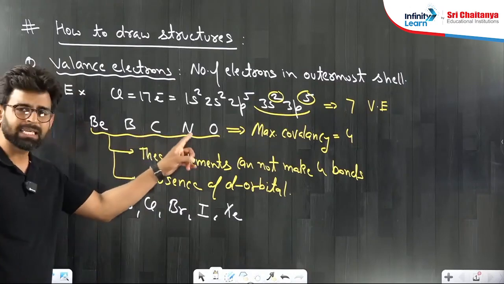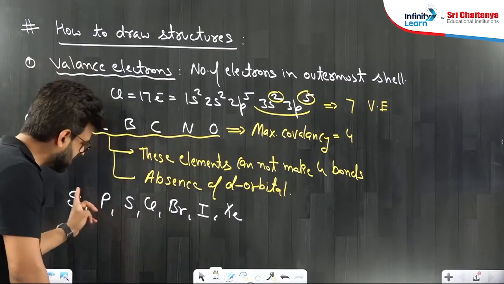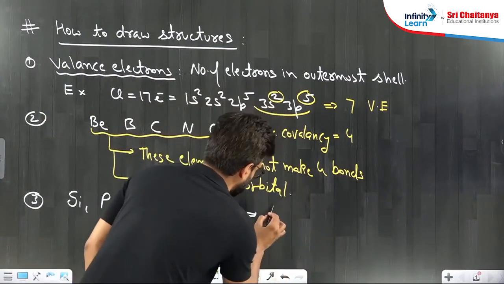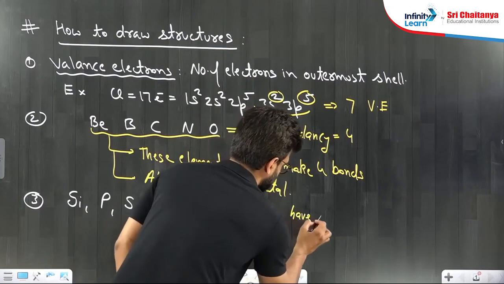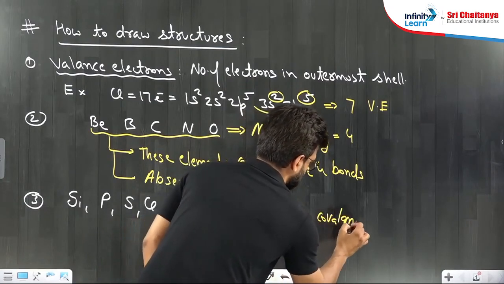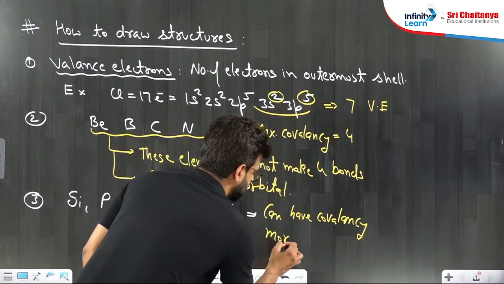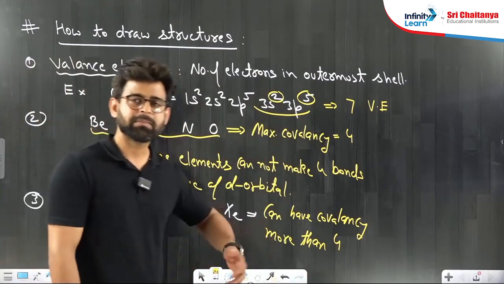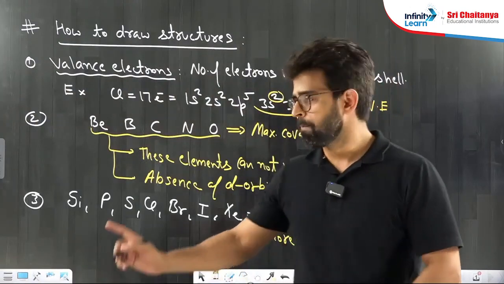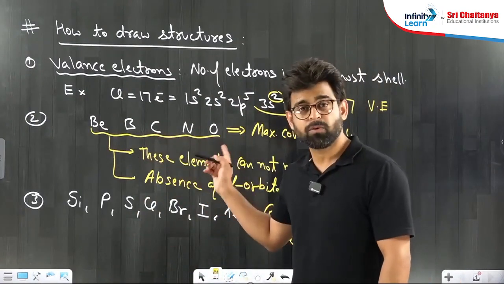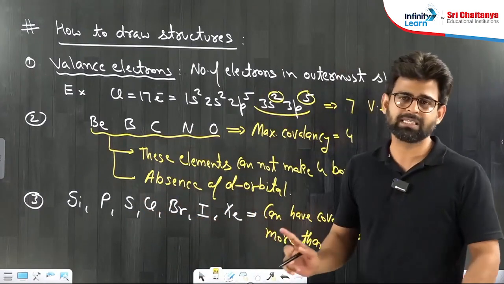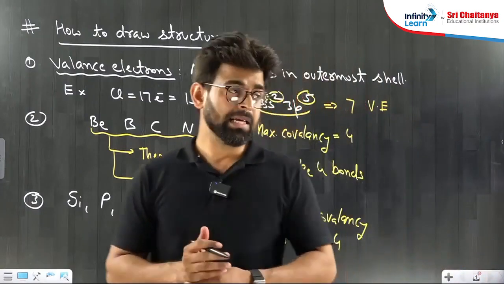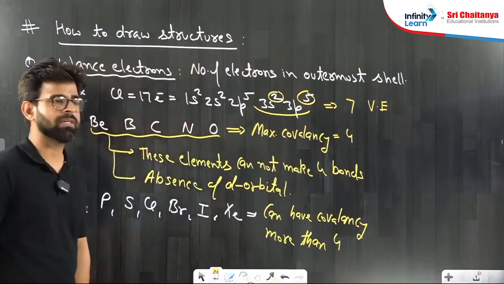So these elements, the second period ones, cannot make more than 4 bonds, we have to remember. But these elements can make many bonds. I'm saying here, these elements can have covalency more than 4. That means these can make more than 4 bonds, no issue. These can make 5 bonds, 6 bonds, sometimes 7, sometimes 8. I'm repeating once: these elements will not make more than 4, and these elements can make more than 4. So these 3 points we have to be careful about when we are drawing any structure. Just 3 points.